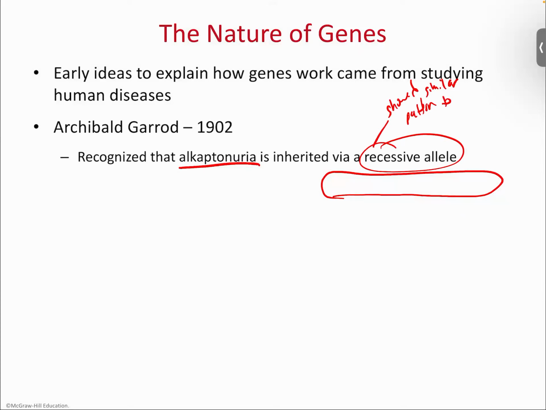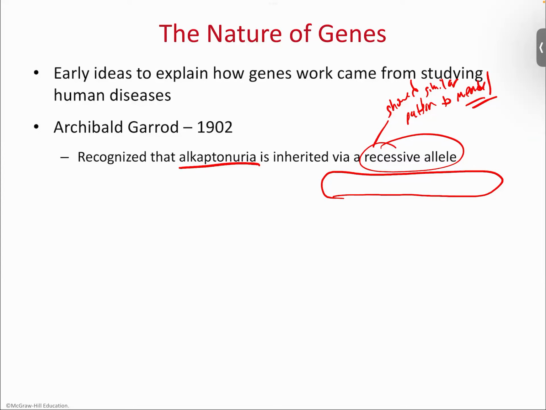How do you know that? Because he looked at Mendel's work. He saw the monohybrid work. He saw what Bateson and Punnett were doing, and others doing similar sorts of crosses in their systems. And they were starting to pull together this concept of what a recessive pattern looks like. And he noticed that same pattern in his alkaptonuria families.